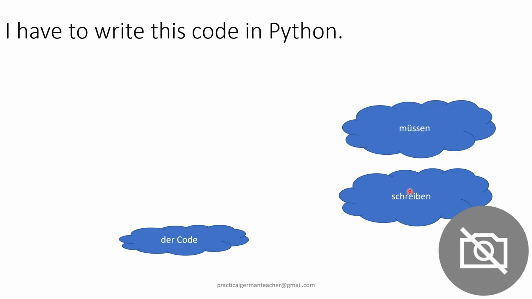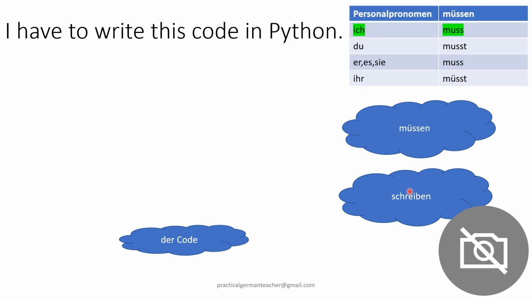Then have to is you have to use the modal verb. So müssen is more appropriate over here of the 6 modal verbs that we know. Of course, when you are using modal verb and a verb in a sentence, you conjugate only the modal verb. So this is the conjugation table.